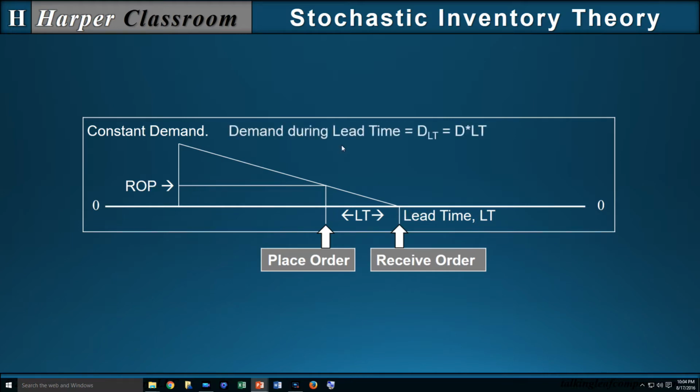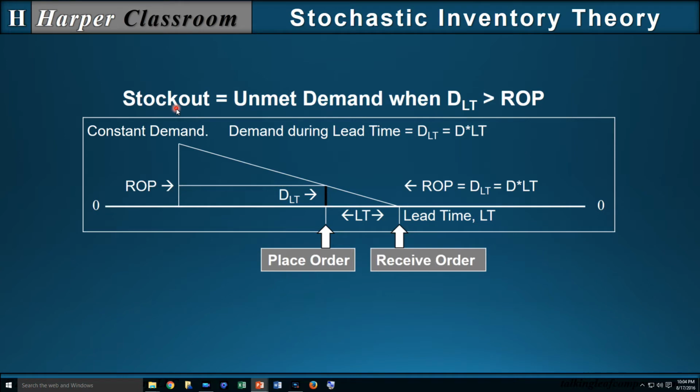But during that lead time, we're going to have demand. So our demand during our lead time equals our demand rate times our lead time. So this demand during lead time represents our ROP. So when our inventory level drops to ROP, we place our order. But during that lead time, if our demand is greater than expected, then we're not going to have inventory to satisfy that demand. And that's called stock out. Stock out is the same as unmet demand during a lead time, and that happens when the demand during the lead time is greater than the ROP.